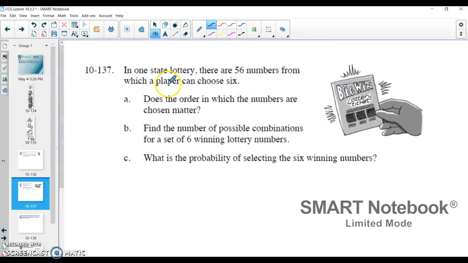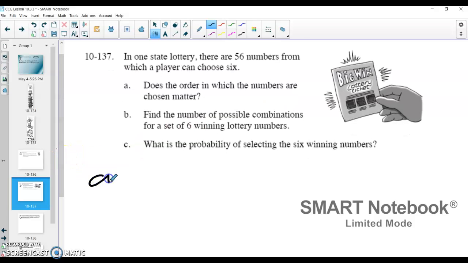So what we have is in one state, and this is a good problem because it's going to make us choose whether it's going to be permutations or combinations. We have to read it and take the context of it. So it says, in one state lottery, there are 56 numbers from which a player can choose 6. Does the order in which the numbers are chosen matter? And for part A, the answer is no. The order doesn't matter. You could choose any of those 6 numbers out of those 56.